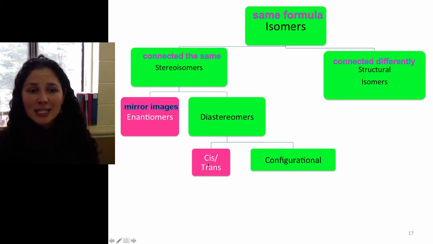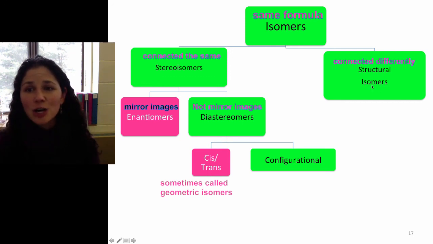The cis-trans isomers that we talked about earlier are diastereomers, and these are not mirror images. So stereoisomers are isomers that have the same connectivity but a different arrangement of their atoms in space. Enantiomers are the ones that are mirror images of one another, and cis-trans isomers are the ones that are not mirror images of one another. There are also things called configurational diastereomers, but we will not talk about this yet. Please note that the cis-trans isomers are sometimes called geometric isomers, and that your structural isomers are sometimes called constitutional isomers.